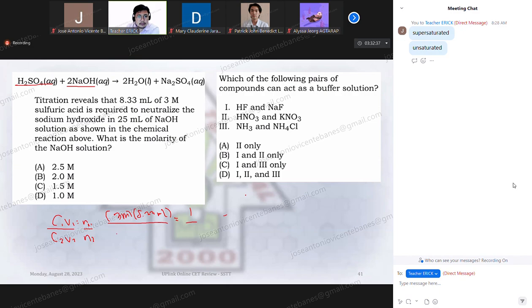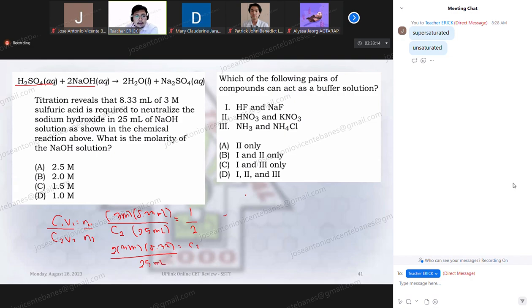Next, do we have the molarity of sodium hydroxide? None, so we're going to treat this as C2. Do we have the volume? We have 25 ml. What's the ratio? We have 2. Okay? Now, computing the value, we have 2 times 3 molarity times 8.33 divided by 25 ml, equals C2.